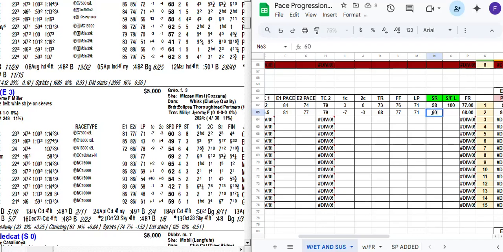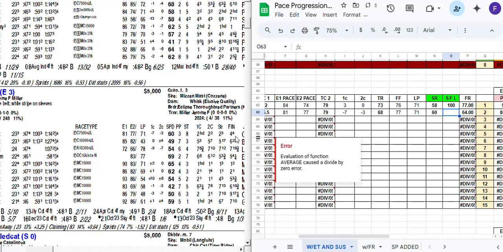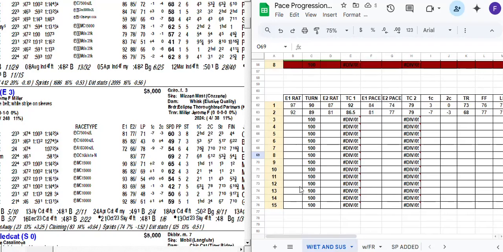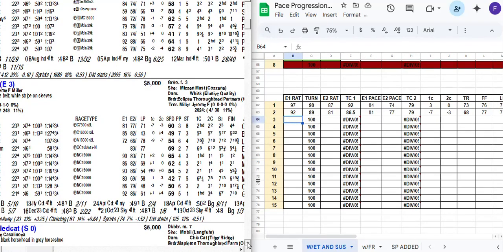We have a 60 as a speed rating. And we have a 4 plus 3 is 7. And he also lost a length. So we're going to add one more. That's an 8 from 100. That'd be a 92 here, which gives this horse a 73.3 fitness rating. And let's do one more.